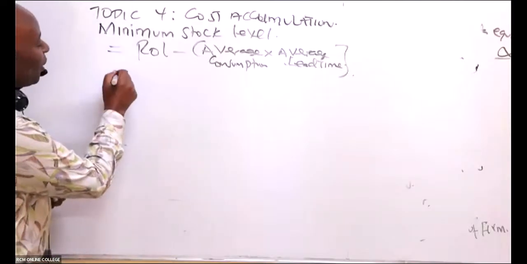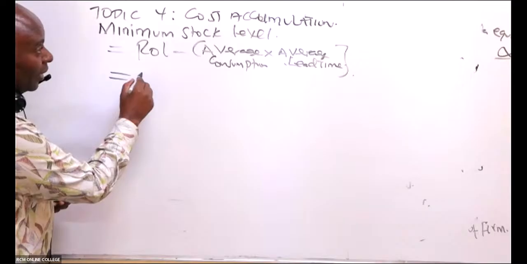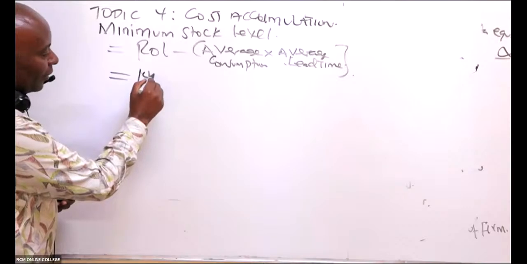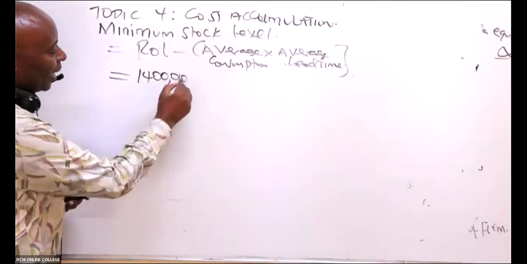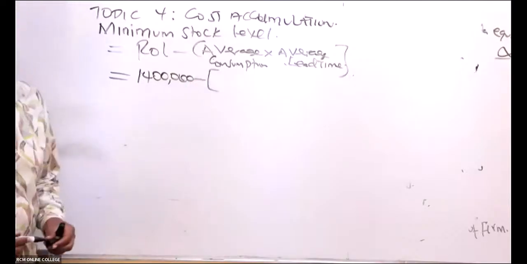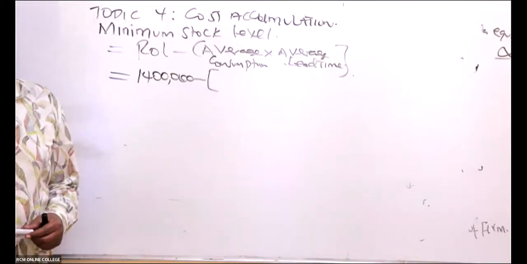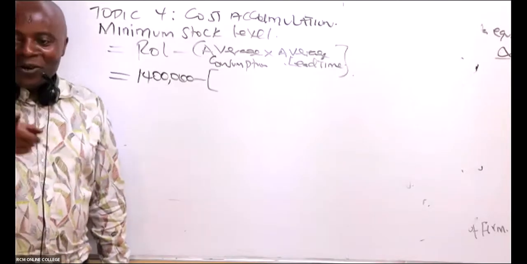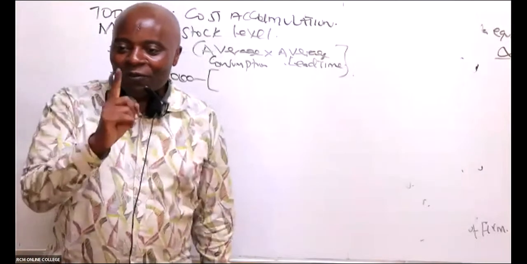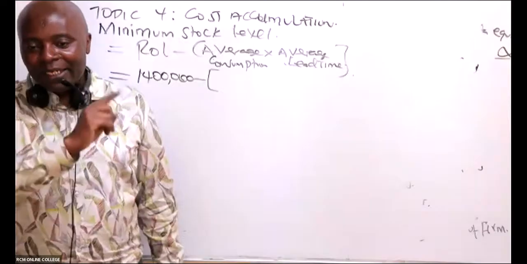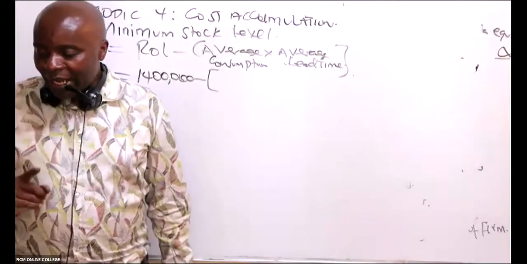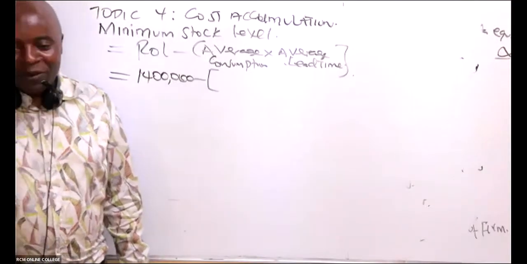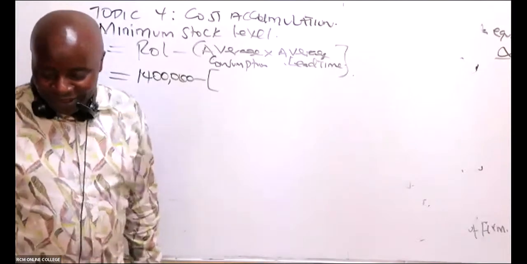So roll. Are you able to remember the roll? 1.4 million. What did you do in this case here for your average consumption? You add all of them and then you divide by 12 to get monthly demand, monthly consumption, which will be our average. Total, and then you divide by 12.